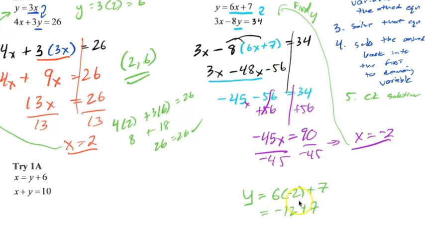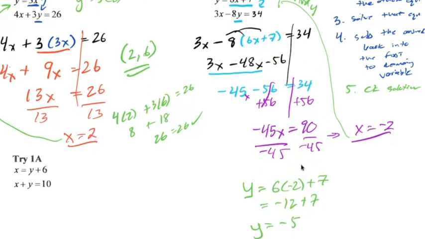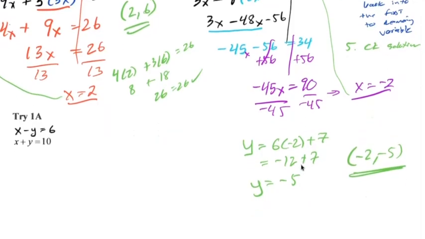That gets me negative 12 plus 7. Remember, they are different signs, so we're going to subtract. That's negative 5. Negative 12 plus 7 is negative 5. My answer is negative 2, negative 5. Let's move on to the next one.